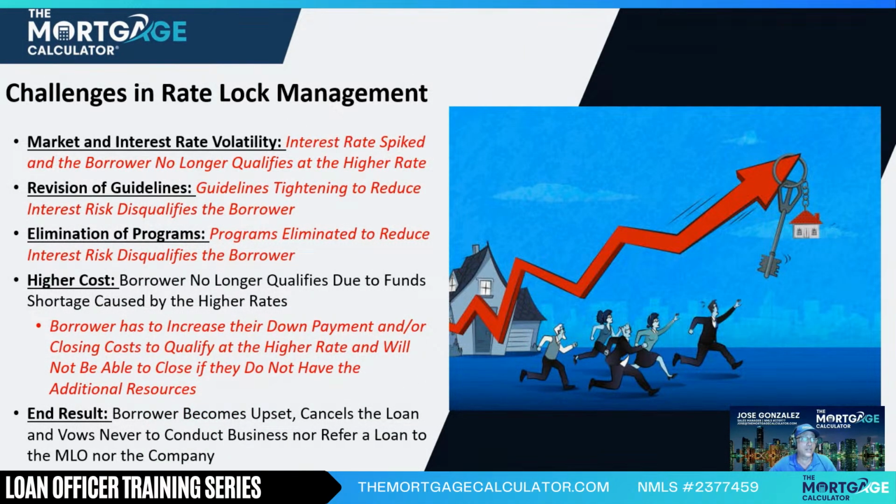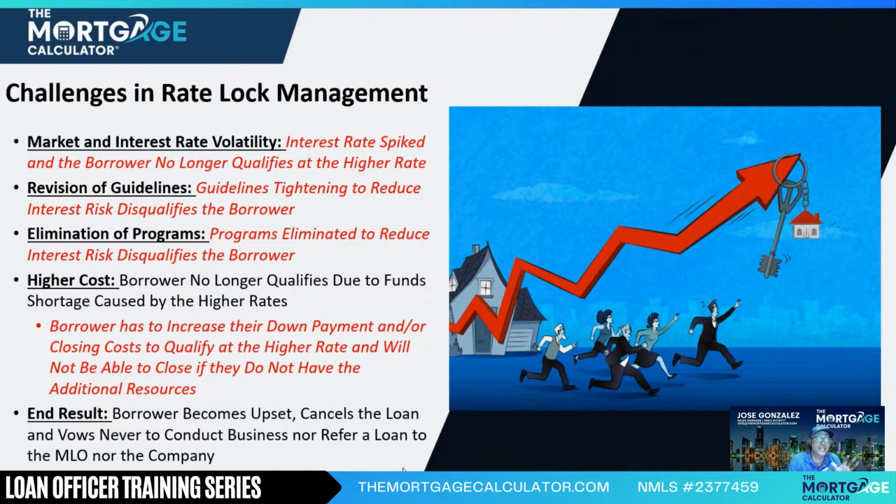Now, what are some challenges and the end results of what can happen, right? I've got the challenge in black and the negative result in red. Well, the first challenge is market and interest rate volatility, right? And if you look at the last 30 days of activity in the 10-year treasury, you're going to know what I'm talking about in volatility. Market and interest rate volatility could result in interest rates spiking, and the borrower no longer qualifies at the higher rate if you never locked it in, right?